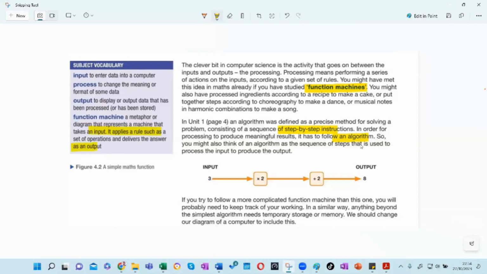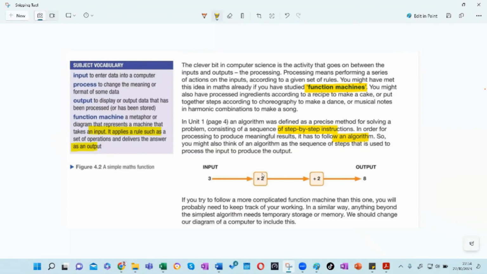And how did we do algorithms? We used pseudocodes, we used flowcharts, and we used structured English or written description. So you might also think of an algorithm as a sequence of steps that is used to process the input and produce the output. So something like this: you input 3, multiply by 2, you get 6, add 2, you get 8, and you output 8.